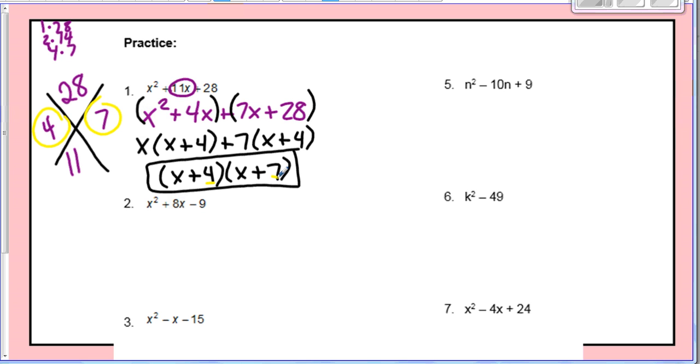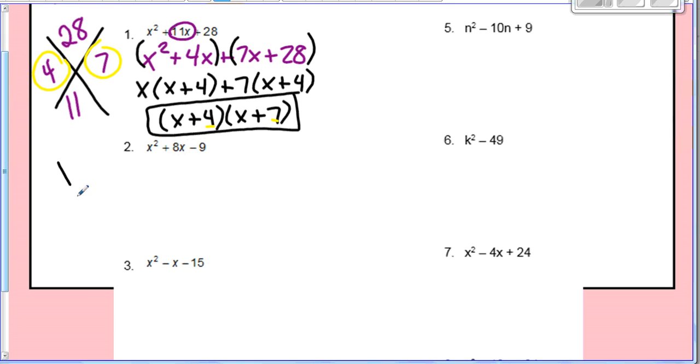Okay, so let's try the next one, shortcutting it a little bit. X squared plus 8x minus 9. So I'm going to put my C up here, which is negative 9. My B at the bottom, which is 8. Think about my factors of 9. 1 and 9, 3 and 3. Pretty easy one there. I'm thinking 1 and 9 is the only way I'm going to get an 8. Somebody has to be negative, so we think through it. If the 9 was negative, that would make the 8 negative. We don't want that. So 1 has to be the negative guy here.